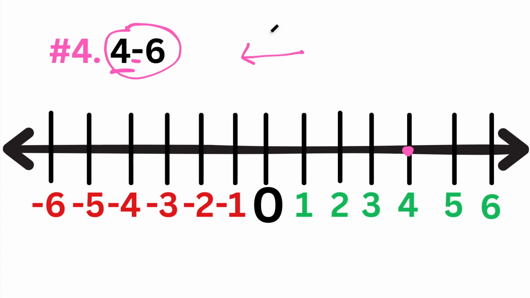And we're subtracting, which means we're moving in the negative direction, and we're moving in the negative direction 6 times. So starting at 4, we're going to move to the left 6 times, and that brings us to -2. And so 4 minus 6 is -2.